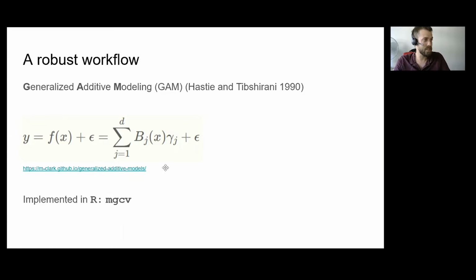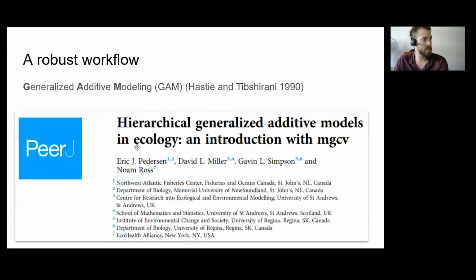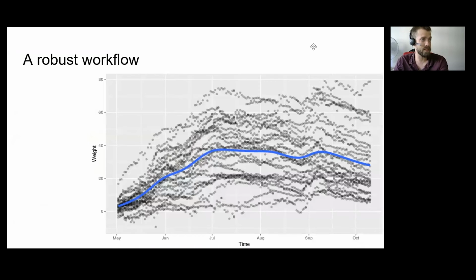I'd be happy to talk more about this. I don't want to get too deep into it right now, but a good place to start is this paper by Eric Pedersen et al. The modeling that I did for this project was very much based on the techniques that they present in this paper. And when you do that, you can fit a smooth function like this that allows you to capture the overall effect of the patterns across multiple hives, or even just a smooth generalization of a pattern in a single hive.